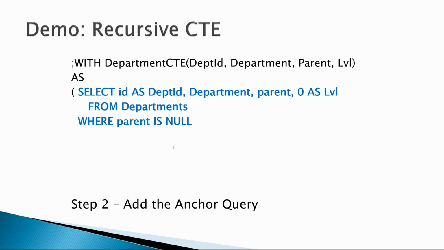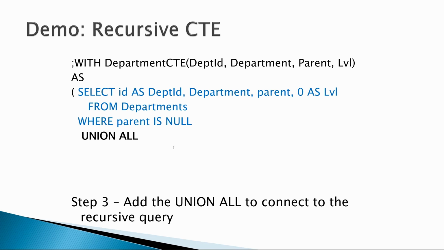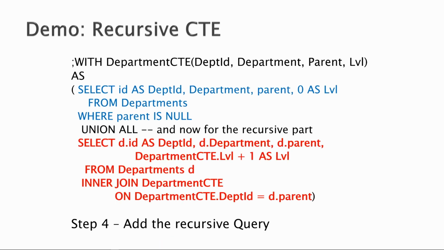Then we add the anchor query, and this is basically just saying, give me all the departments where the parent is null, which means give me all the top level departments, and setting 0 as the level on those, just hard coding that as a starting point. UNION ALL, that's kind of the magic keyword inside of the CTE that says take that anchor query that's above and connect it up to the recursive query.